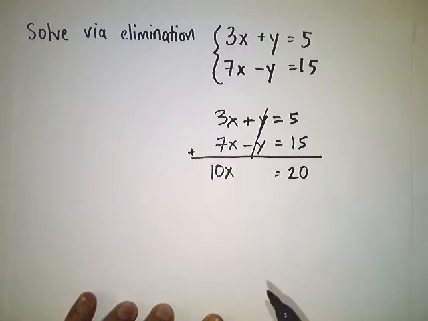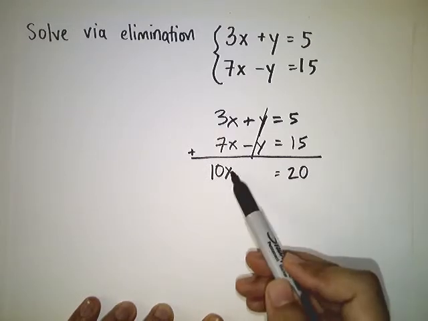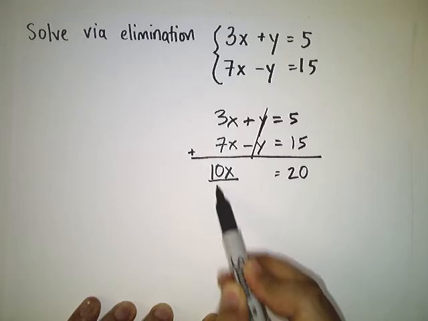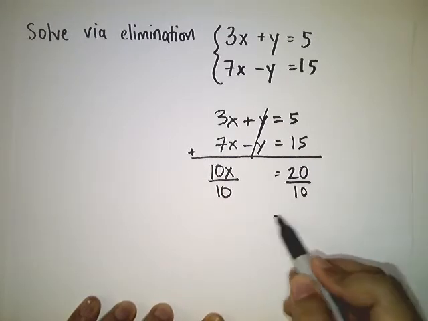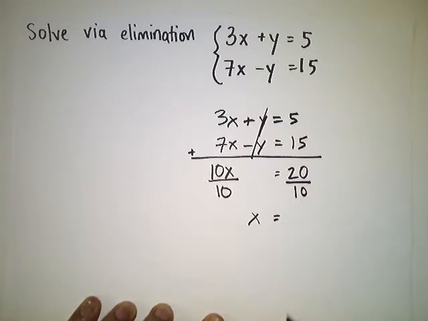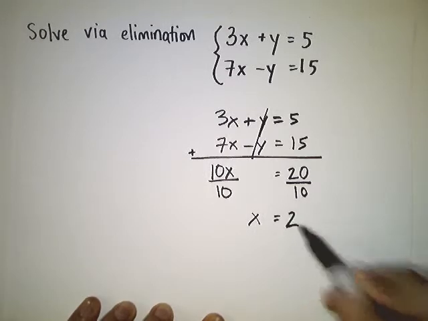Then it's just a matter of solving for x. Here we have 10 times x. We're multiplying x by 10, so we have to do the opposite, which is dividing 10x by 10. And we'll do the same thing to the other side. On the left-hand side, we end up with just x. And on the right-hand side, we end up with 20 divided by 10, which is 2.